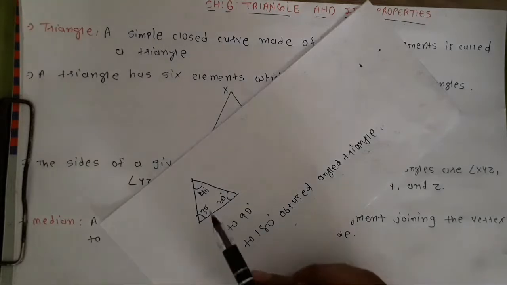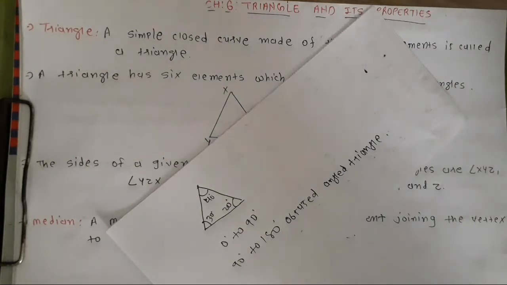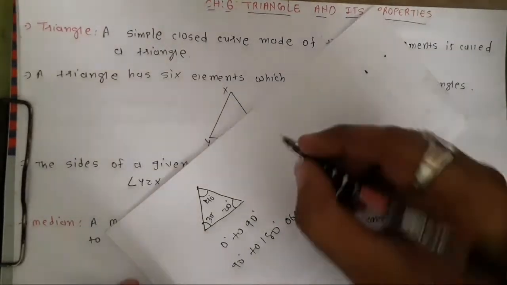So whenever in a triangle the measurement of the angles is between 0 and 90 degrees, that is called an acute triangle. And whenever the measurement of an angle is between 90 and 180 degrees, that is called an obtuse angle triangle. And the next one is the right angle triangle.